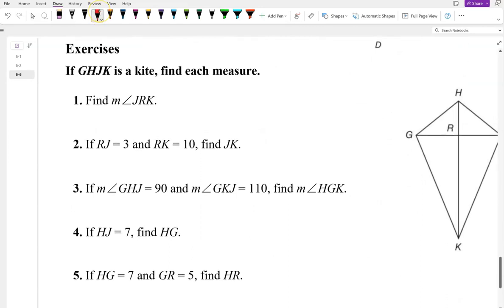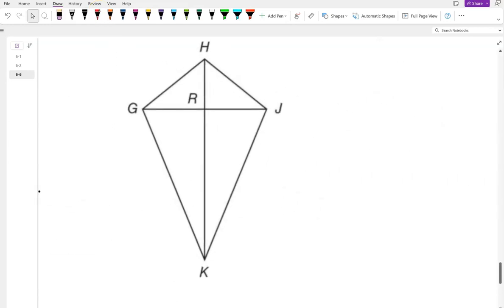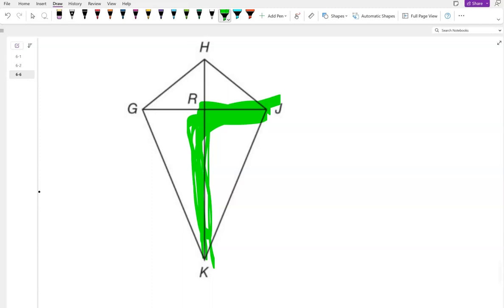So the first one should be fairly easy. It says find the measure of angle JRK. First thing I want to address is a lot of people still don't know how to tell me what angle JRK is. I've had a ton of people that when I ask them, hey, where's angle JRK? They just do something like this. They say, yeah, it's like here. And then when I ask them which angle is that, they're like, well, I don't know. It's just somewhere in here. Or they think it's the whole triangle.